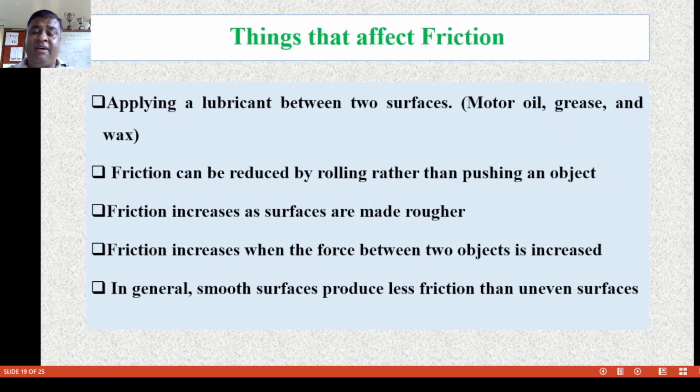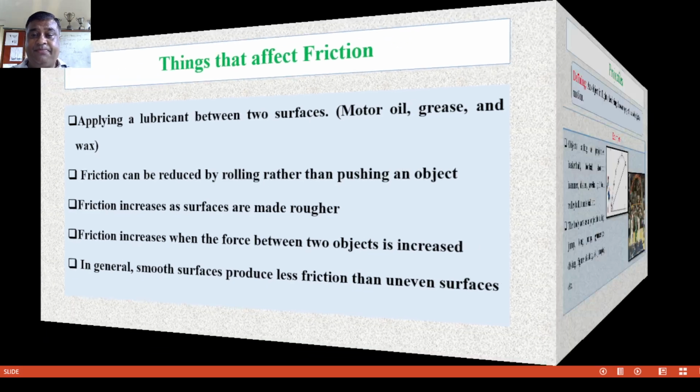Now things to be factored in for friction: applying lubricants, any type of lubricant between two surfaces, such as motor oil, grease and wax. Friction can be reduced by rolling rather than pushing an object. Friction can increase as the surface is made rougher. Friction increases when the force between two objects is increased. In general, smooth surfaces produce less friction than uneven surfaces.